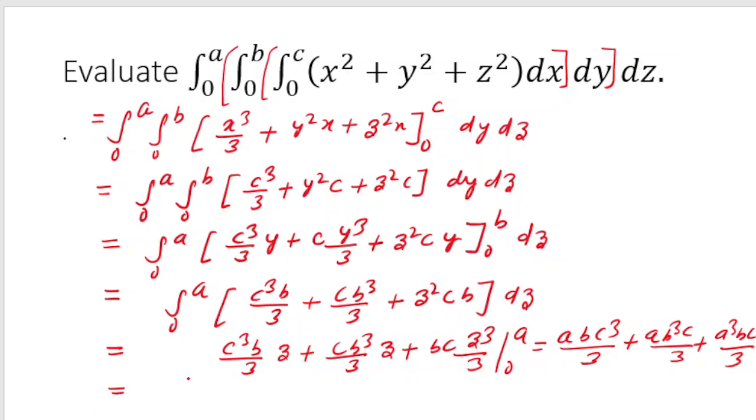So this is the answer, but to make it look better, I can take abc by 3 common. From the first term I get c squared, from the second b squared, and from the third a squared. So abc by 3 times a squared plus b squared plus c squared. It looks very symmetrical, and I hope you have understood the computation part. Okay, so we have done 3 problems.